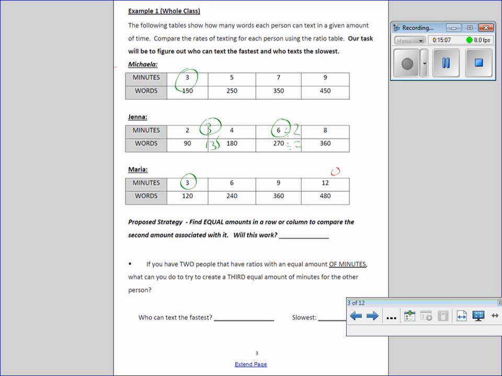All right. The key is we have to get the same minutes for everybody, whether it's through the value or by creating an equivalency ratio. Look what we have. Technically, we have a ratio table there. We're just basically dividing both quantities by 2 to get the equivalency ratio. So if you do it that way, everybody types 3 minutes. Whoever has the most words in 3 minutes, Michaela in this case, she's the fastest texter. Or typer, what are we doing? Texter.